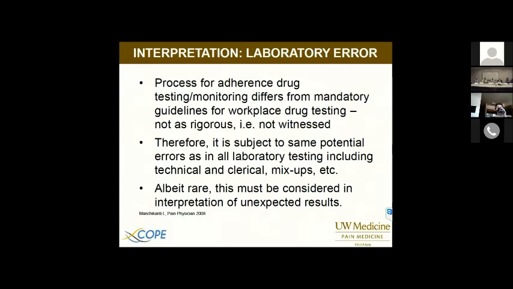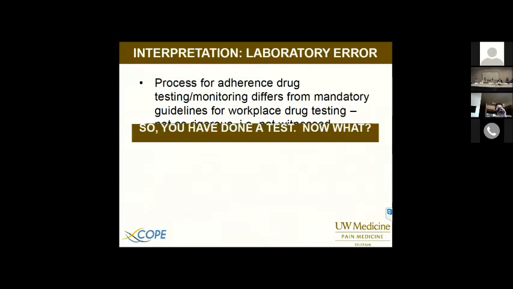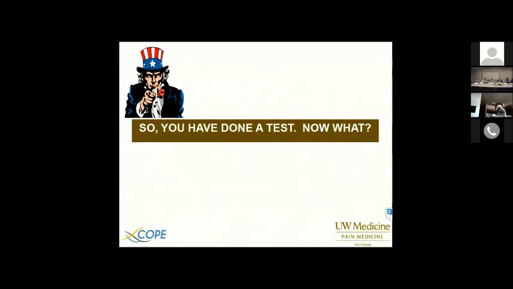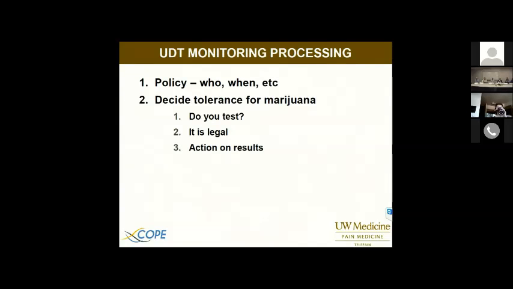You could consider this if you have unexpected results, but you need to put it in context of what you know about the patient. So now you've done a test and you're getting the results back, and what are you going to do? I think you need to go back to your policy. You've decided you're going to do urine drug testing. Who's going to have it? And it's recommended that everybody does. When depends on their risk and how often you do it.